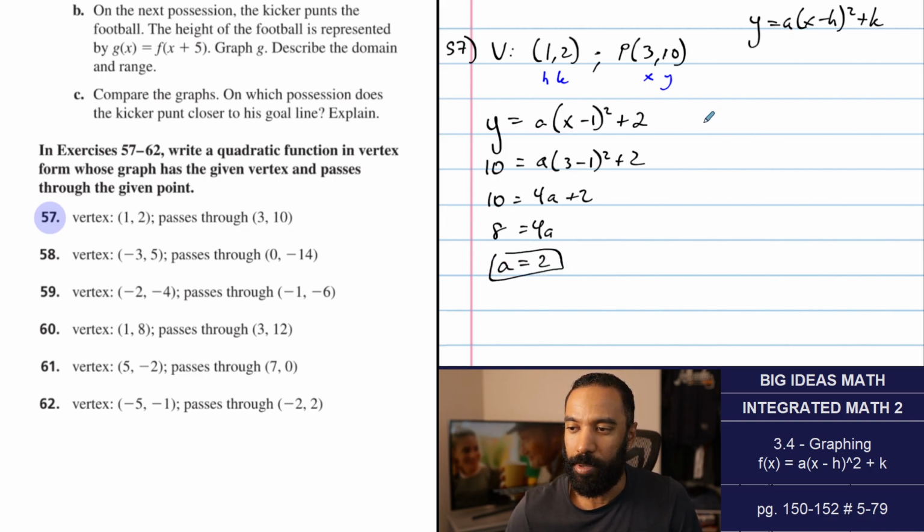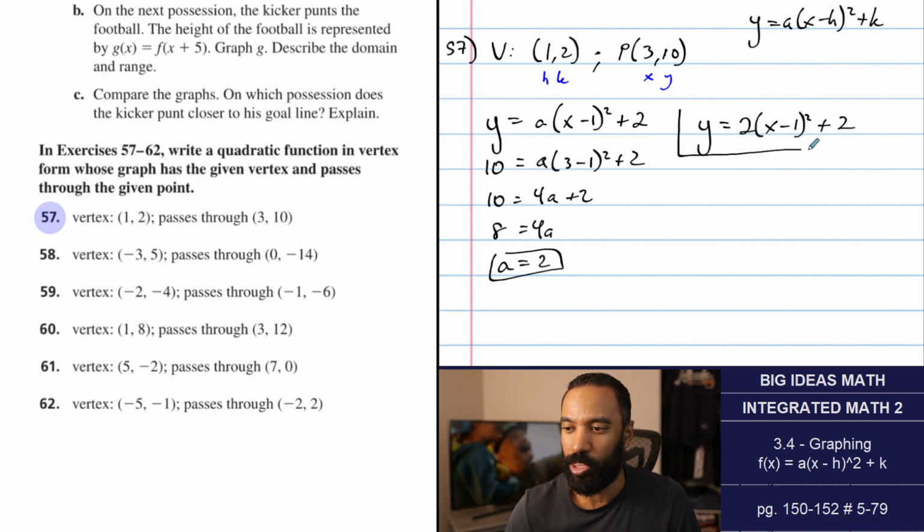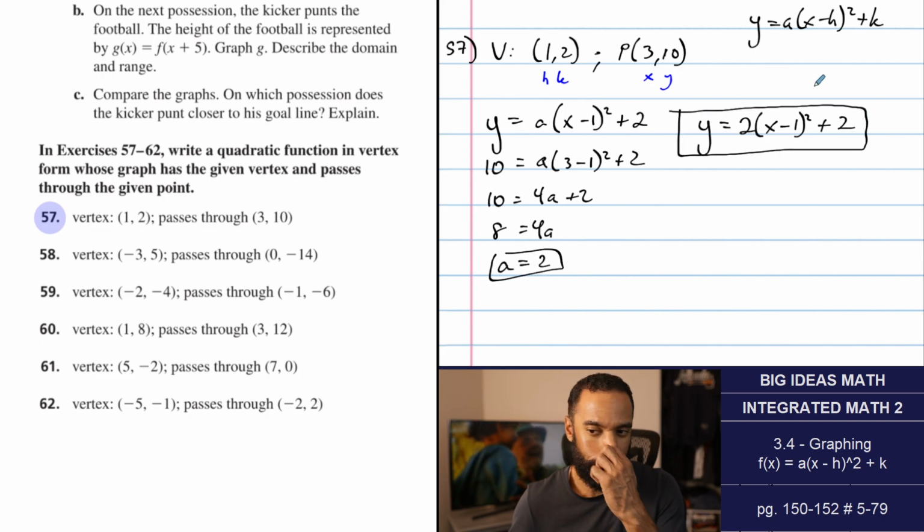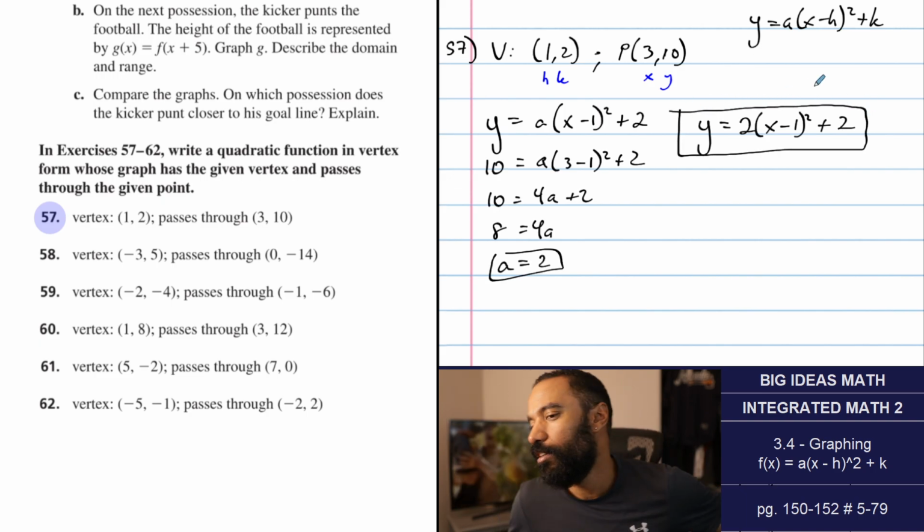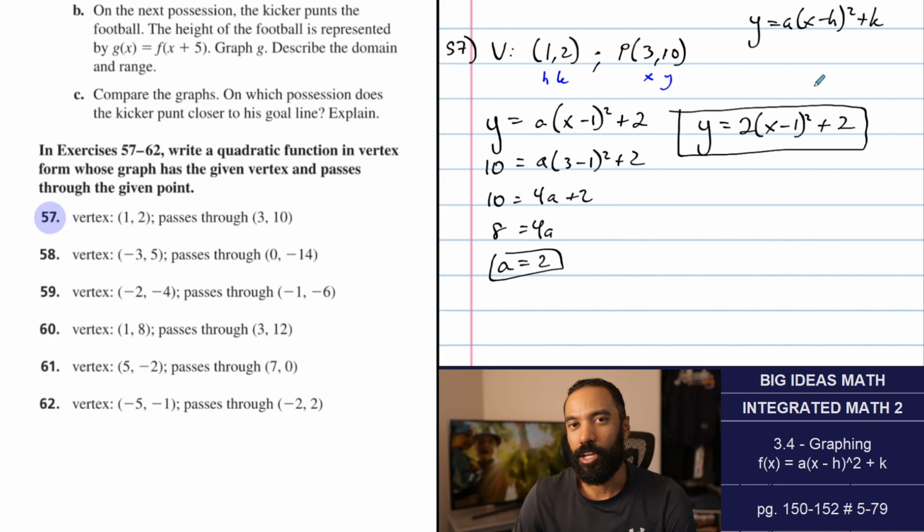So your equation will be y equals 2 times (x minus 1) quantity squared plus 2. Yes, you bring back the y and the x. We have to make it for the entire graph. We just chose an x and y that worked for that particular instance. Now, here's what I would do.